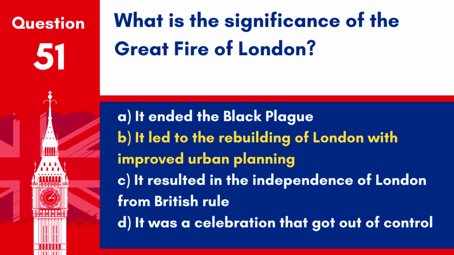Answer B. It led to the rebuilding of London with improved urban planning. The Great Fire of London in 1666 destroyed much of the city, leading to modern urban planning and building regulations.